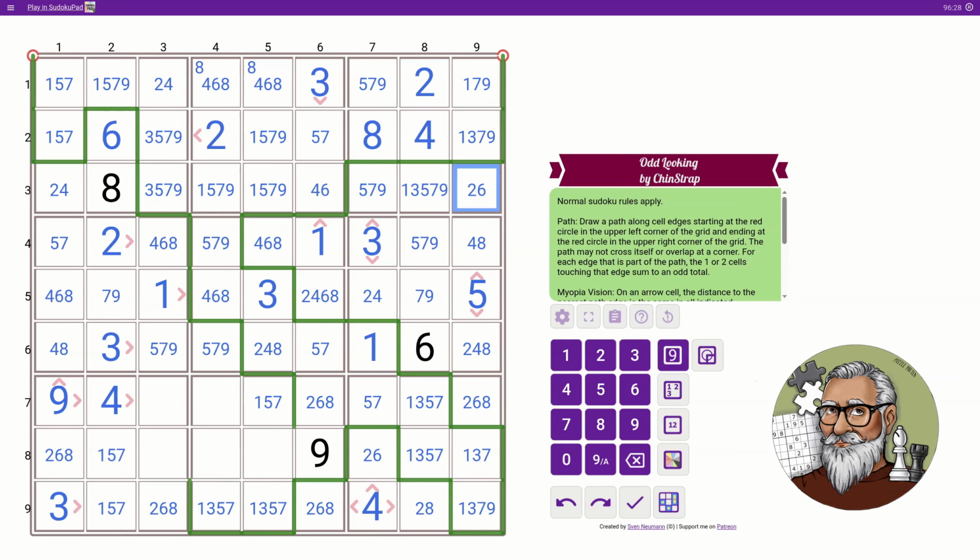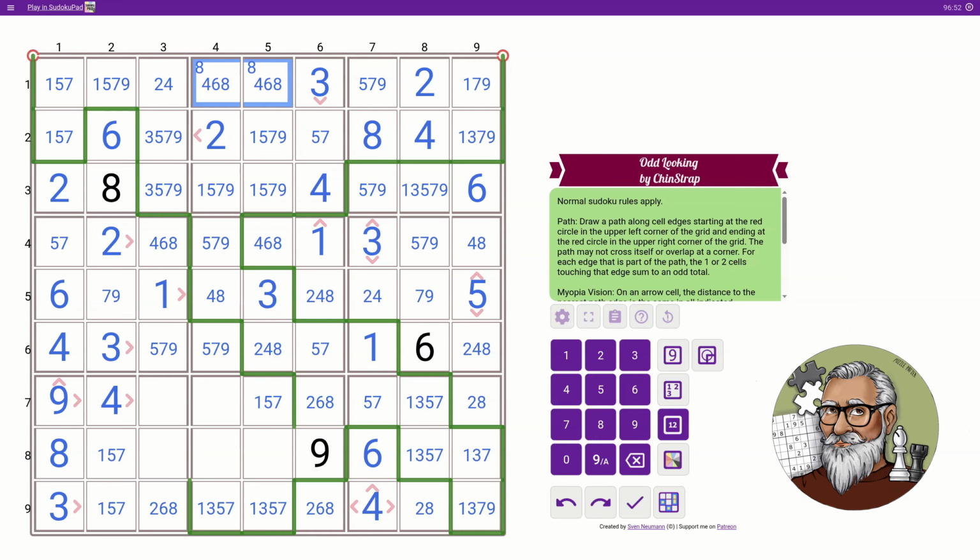Oh, and we get a 6 there. That's not 6. This becomes 6. Right. This becomes 4. This becomes 2. It's 8, 4, 6. Not 6. Not 4. It's 4.